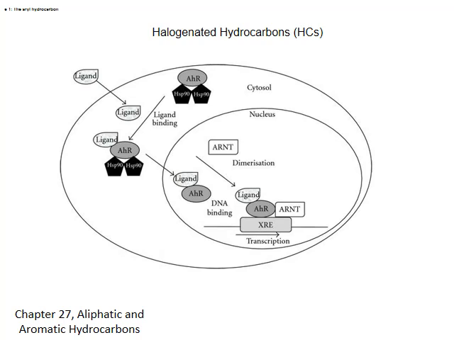So what this slide is telling you is that certain halogenated hydrocarbons, particularly some of the ones listed on the previous slide, as well as dioxins, are going to affect gene transcription, right? They're going to have nuclear effects.